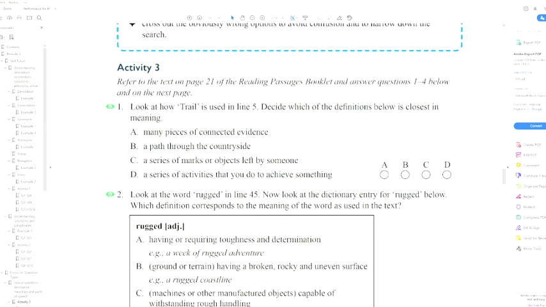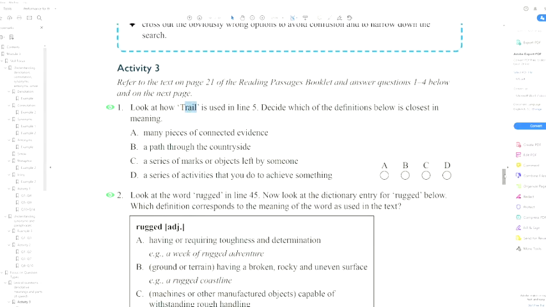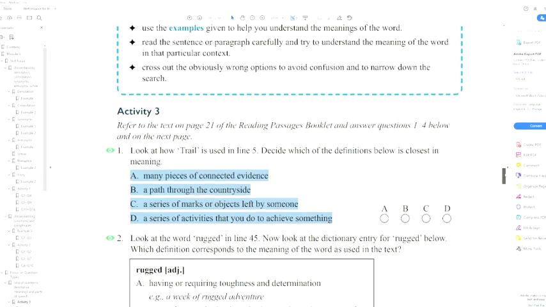All right, so we are going to continue with activity 3. This is basically you take a word, you look at all the things it could mean, and then in this sentence, what is it trying to mean? So here, the word trail, how it's used in line 5. Which of these would work? All of these are definitions for trail. So what would it be? Let's go back to line 5.